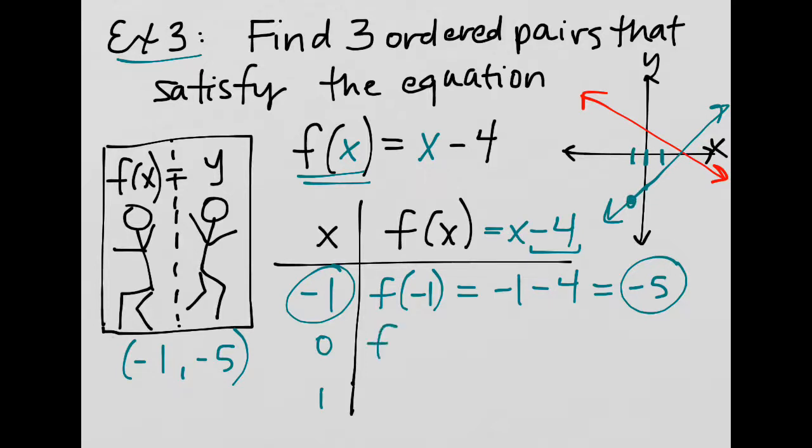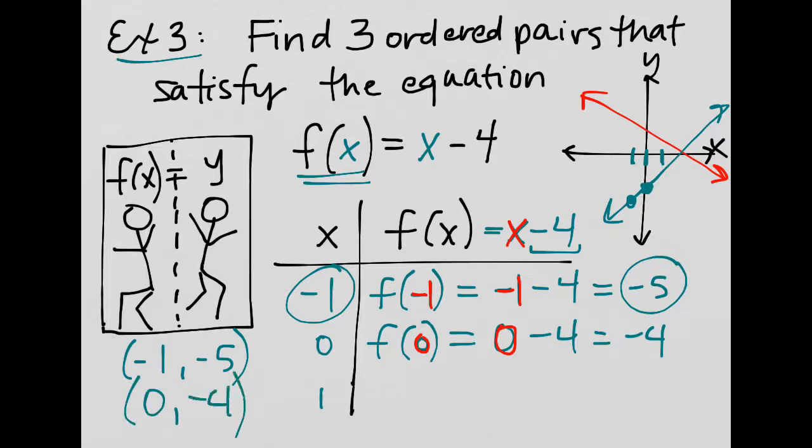Okay, what if I had f of 0? Now I'm going to put 0 in. I guess I should kind of do it this way. Maybe it would be easier to see. Minus 4 gives me negative 4. And here's that point right there. So that's the point 0, negative 4, right? See how I got my x, and then I pulled my y.